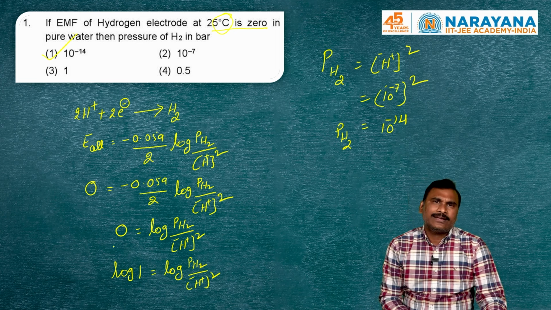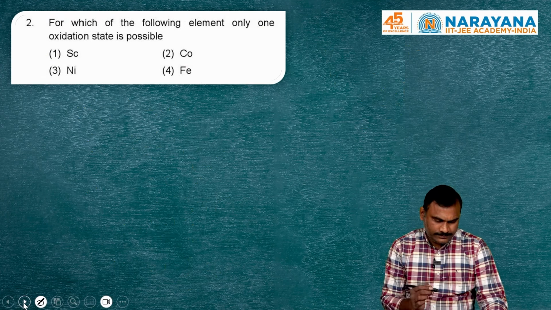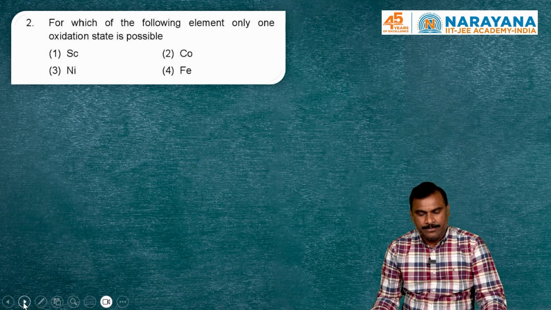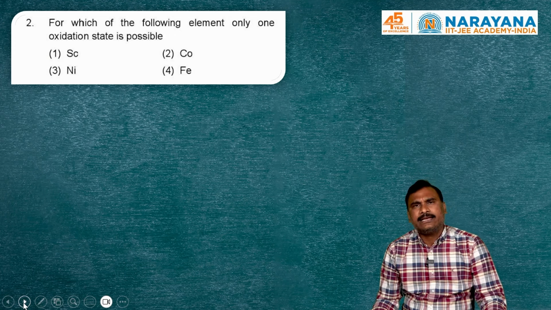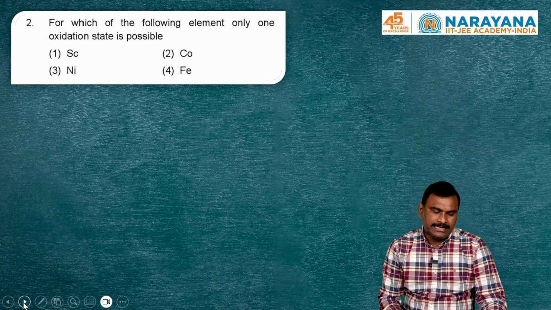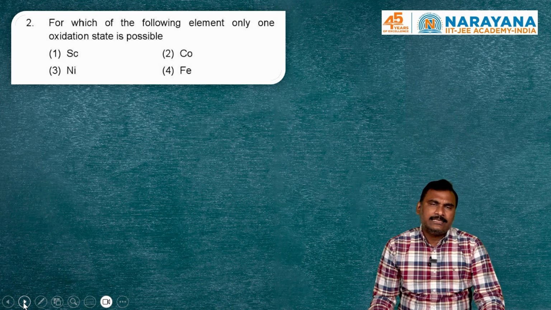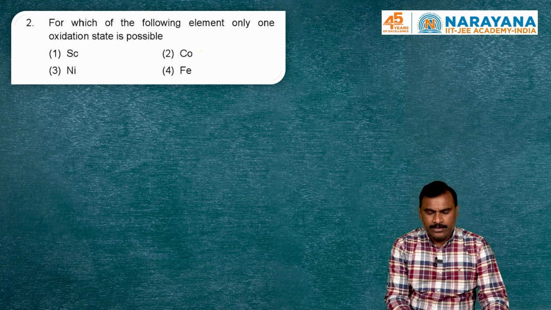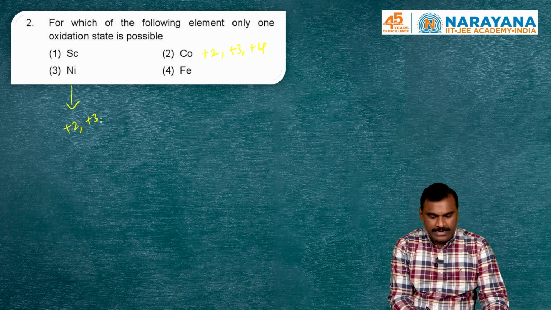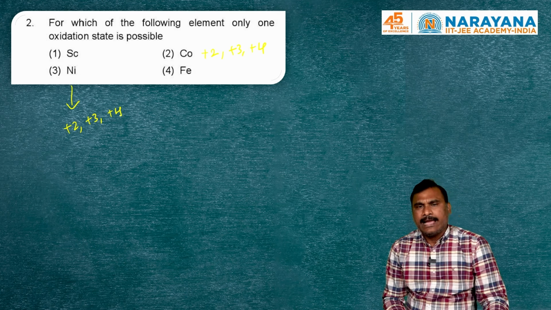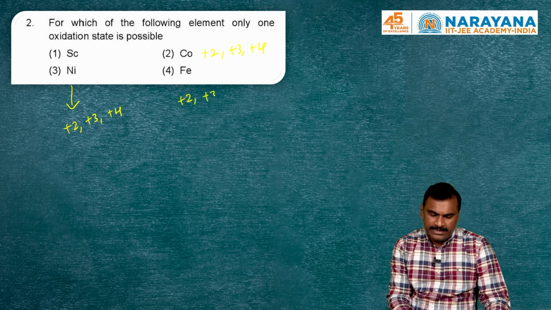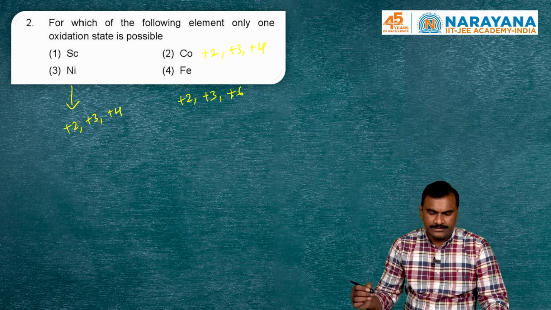Now, let us go for the second question, students. For which of the following elements is only one oxidation state possible? The given elements are scandium, cobalt, nickel and iron. You know, cobalt exhibits +2, +3 and +4. Likewise nickel exhibits +2, +3 as well as +4.